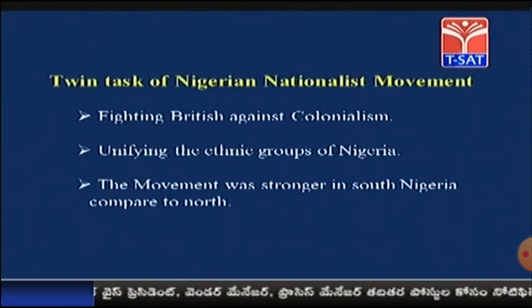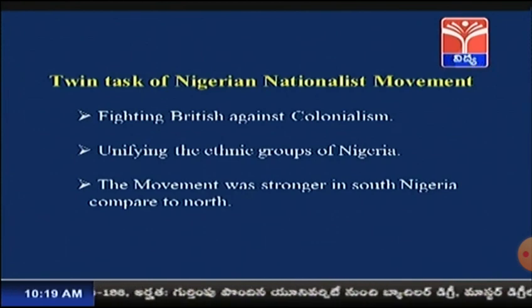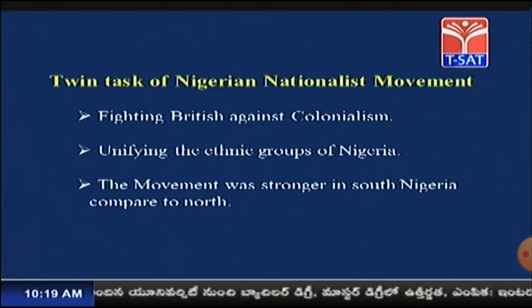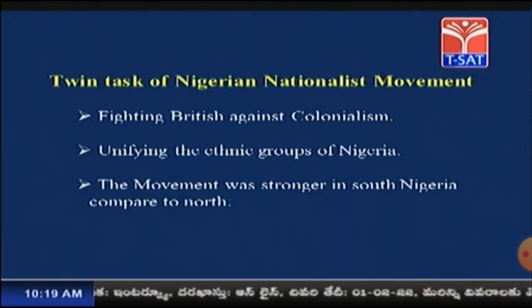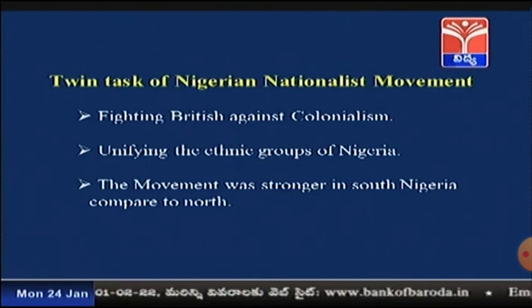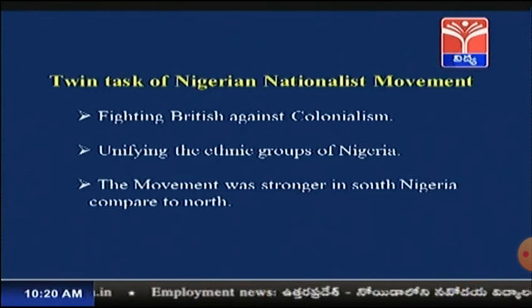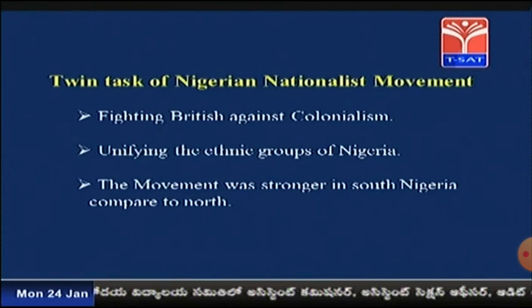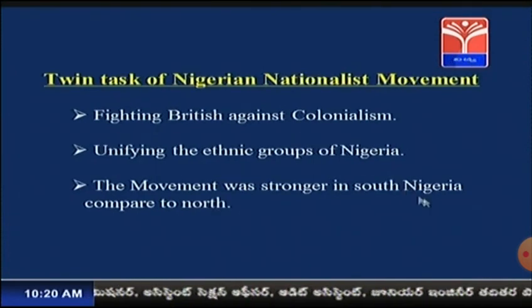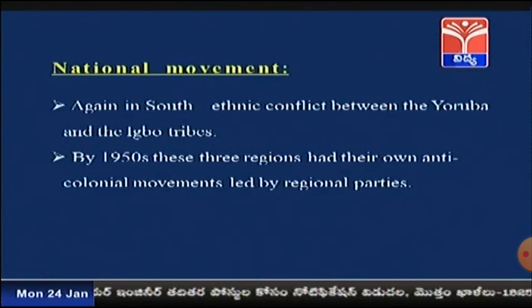The main nationalist movement had two main tasks. One is fighting the British against colonialism. They wanted to be free from colonial rule and also unify the ethnic groups of Nigeria. As I already told you, there were different ethnic groups in Nigeria. So they wanted to be united to fight against colonialism. This movement was stronger in South Nigeria compared to the North. The national movement in Nigeria.